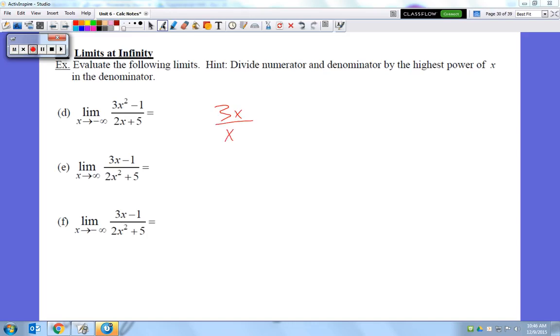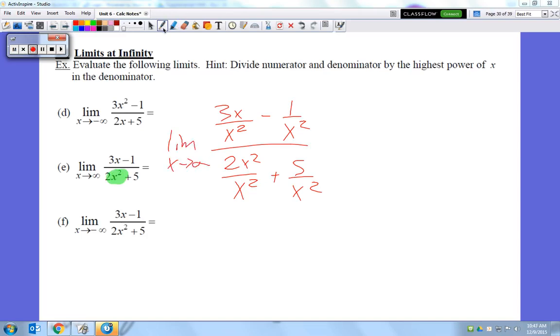3x over x squared, minus 1 over x squared, over 2x squared over x squared plus 5 over x squared. I took the biggest power of x on the bottom and I'm dividing it. Just like Josh said, I'm going to simplify everything. And then I'll plug in the infinity.